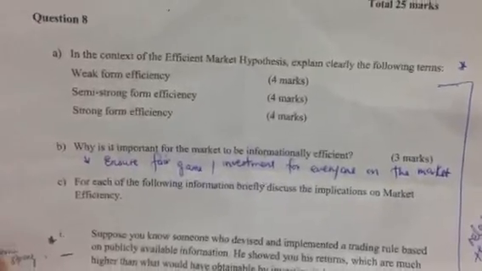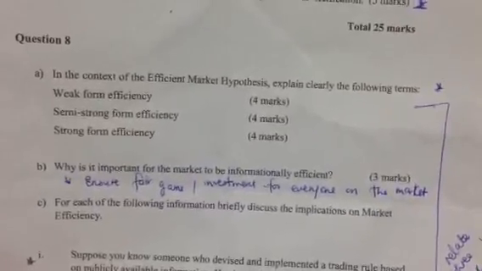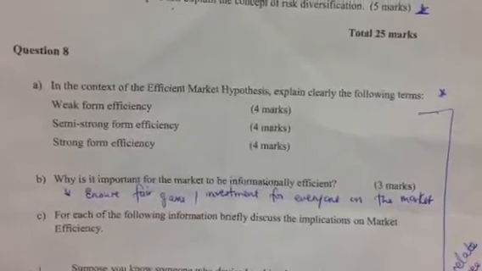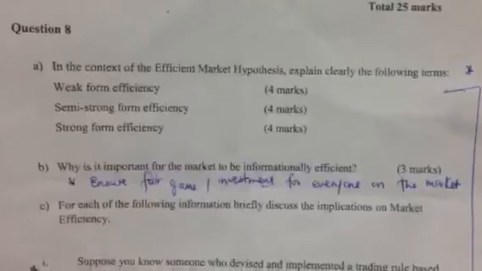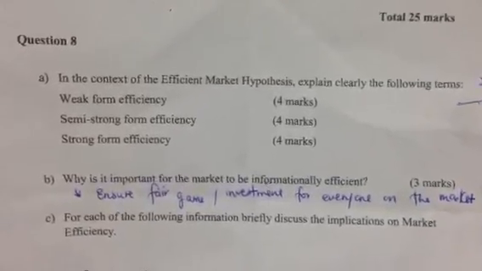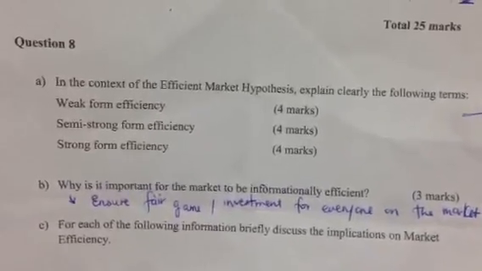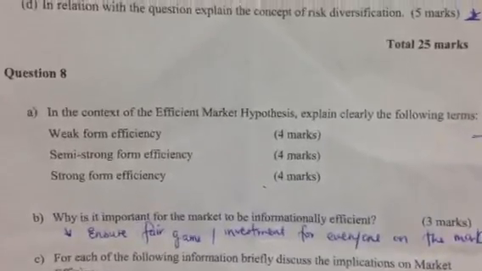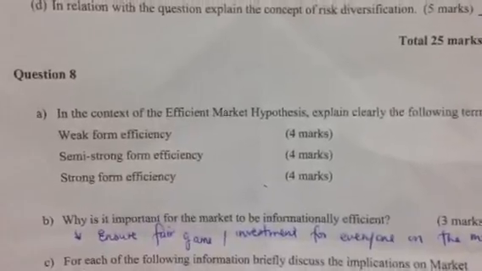Okay, so this is question 8, past paper 2015. This is for the efficient market hypothesis, the big question, which will come in part B. So we are trying to answer what has been said before. It says here, in the context of EMH, explain clearly the following terms: weak form efficiency, semi-strong form efficiency, strong form efficiency.